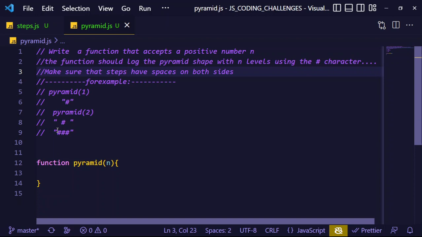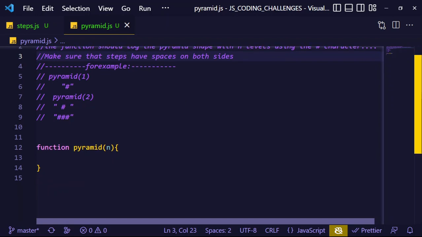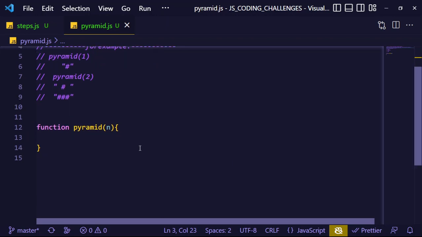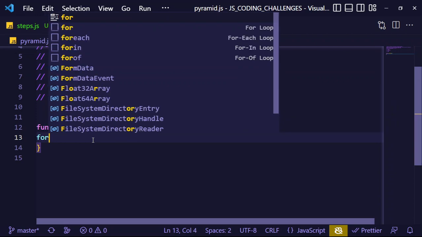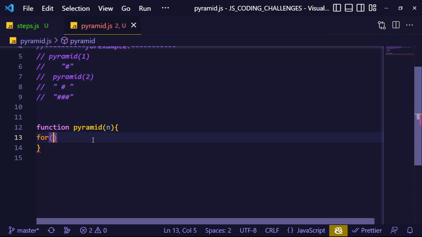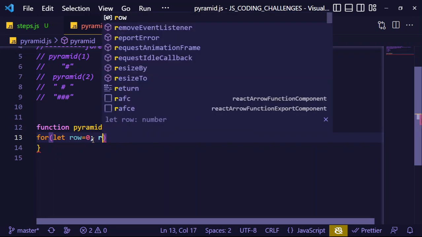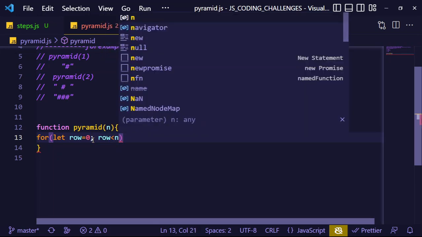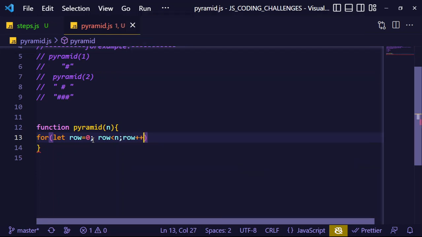In the first part, we're going to follow the very first idea of looping through the rows, because there are only 2 rows for this example, and I'm passing in a 2 in a pyramid. For the rows, we are going to do the very thing we did in the previous challenge. So we're going to use a for loop: for let row equal to 0, row less than n, and you increment row plus plus.